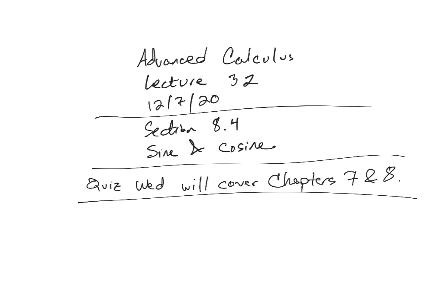Section 8.4, we just did the exponential function, and now we want to do trigonometric functions. It all comes down to sine and cosine, so we're really just going to do sine and cosine.